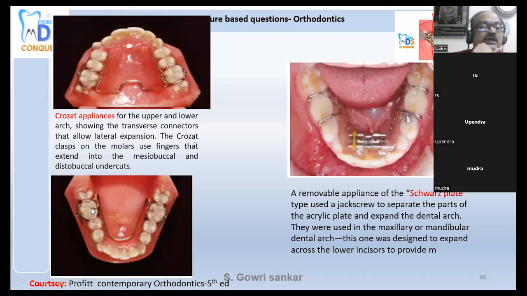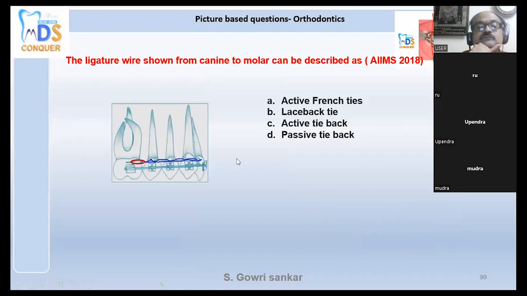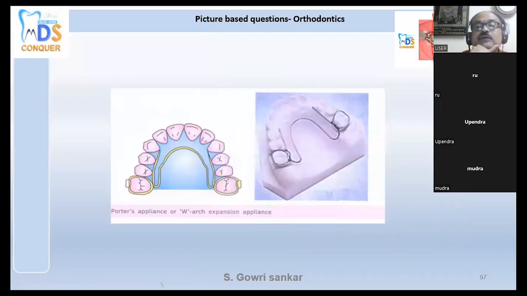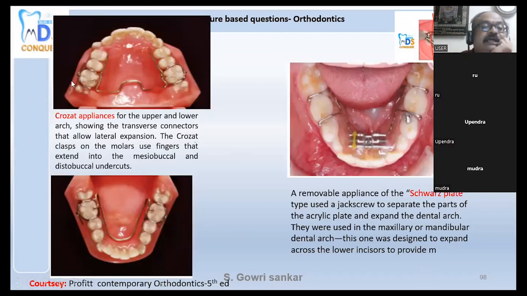While it has a molar, it uses some finger spring like things. If you can see the difference, there are no finger springs in the W shape arch, and it is given only in the maxillary arch, whereas your Crozat appliance has finger springs, and this transverse connector is perpendicular to the palate instead of parallel.